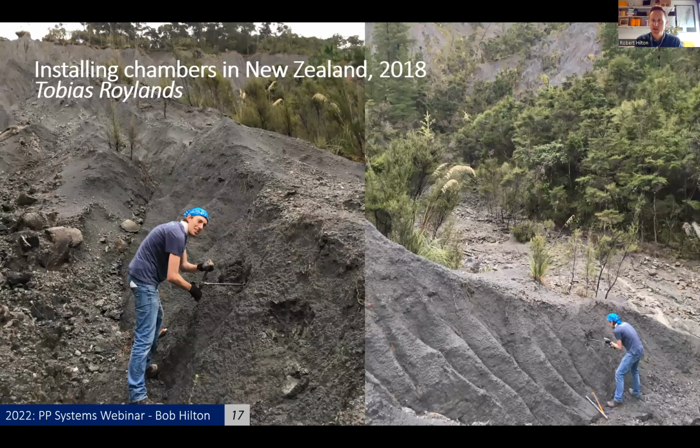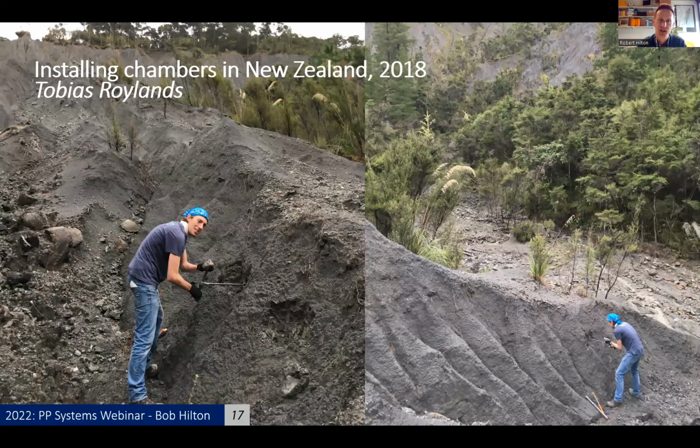Here's a couple of photos. On the French side, we were already quite a way into using these chambers when Tobias Roylands started his PhD, and we went to New Zealand right at the start of his PhD to see if we could install these chambers and learn something from quite a short trip. So one of the aims was, over say 7 days while we're there, can we make measurements that tell us about the controls on these reactions?